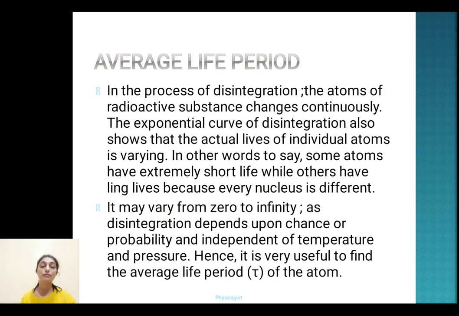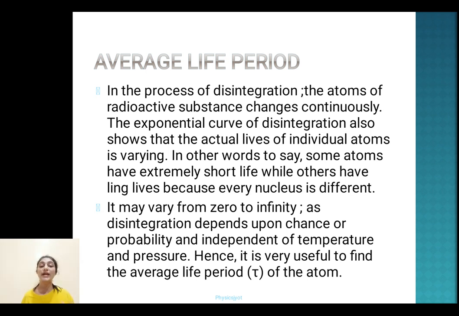Now we are going to talk about average life period. In the process of disintegration, the atoms of a radioactive substance change continuously, and the exponential curve of disintegration also shows that the actual lives of individual atoms vary. Some atoms have extremely short lives, while others have long lives, because every nucleus is different. So the life may vary from 0 to infinity, as disintegration depends upon chance or probability, and it is independent of temperature and pressure.